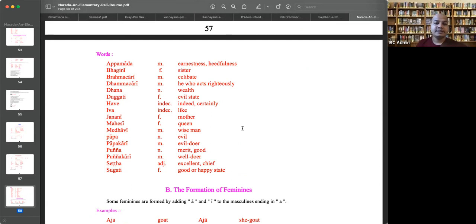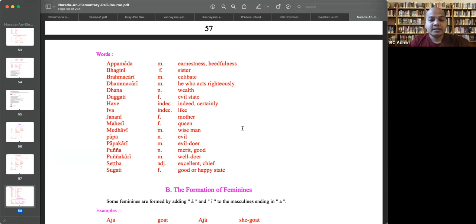Apamada, earnestness, heedfulness. Bhagini, sister, feminine gender noun. Brahmachari, celibate. Dhammachari, he who acts righteously. Somebody who follows the path of Dhamma is called Dhammachari. Dhana, wealth. Duggati, evil state. Have, indeed, certainly. Eva, like.